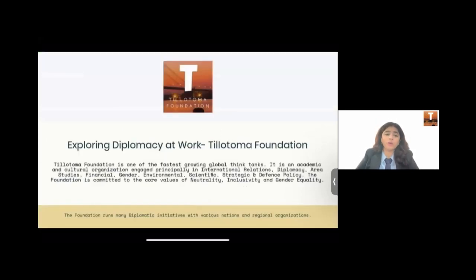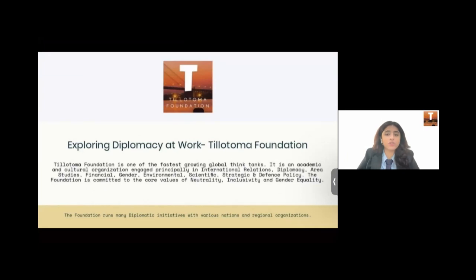So now talking about my own work, the foundation I represent. The Tillotoma Foundation is a global think tank. We focus on exploring diplomacy at work. As an organization which is very much dedicated to promoting international understanding and cooperation, it plays a crucial role in analyzing and shaping diplomatic strategies. And through our work, we also talk about policies and how to address global challenges and opportunities.